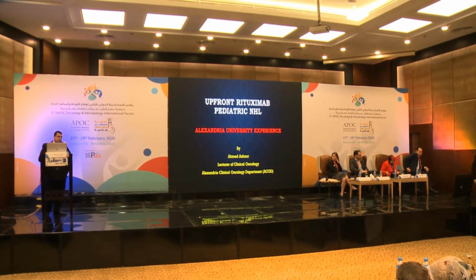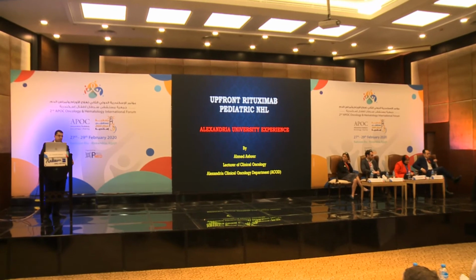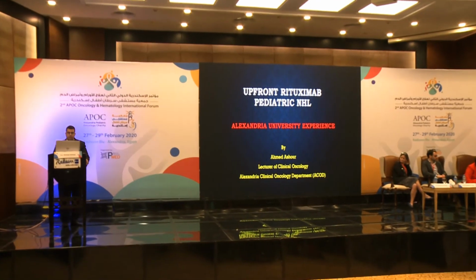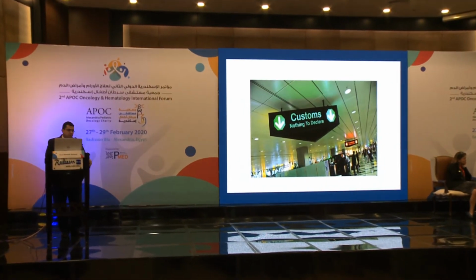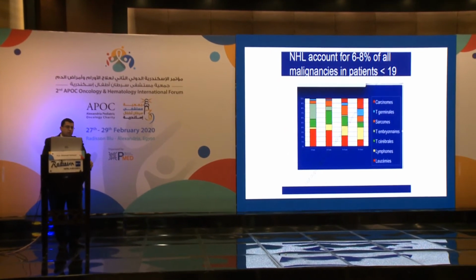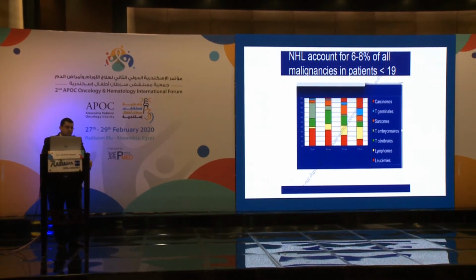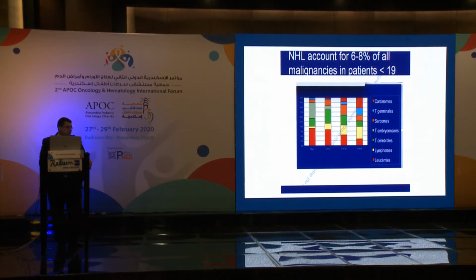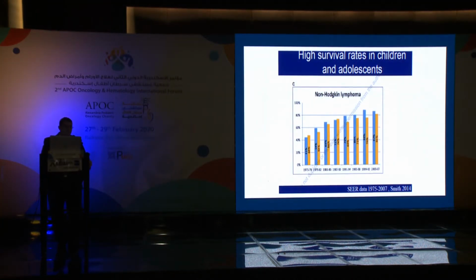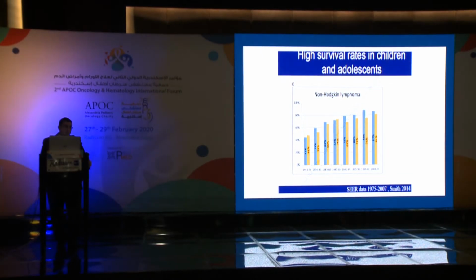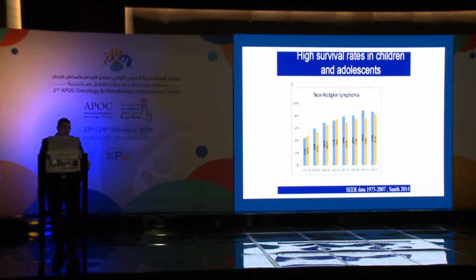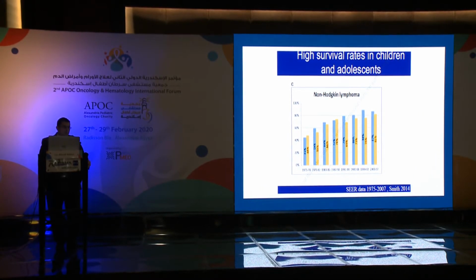I will speak about the upfront Rituximab in pediatric non-Hodgkin lymphoma. I have nothing to disclose related to this presentation. As we know, non-Hodgkin lymphoma accounts for 6 to 8% of all malignancy in pediatric age less than 19 years old. And if we're looking at survival, in the SEER data from 1975 to 2007, we found the survival extended from 50% up to now 80% for non-Hodgkin lymphoma.